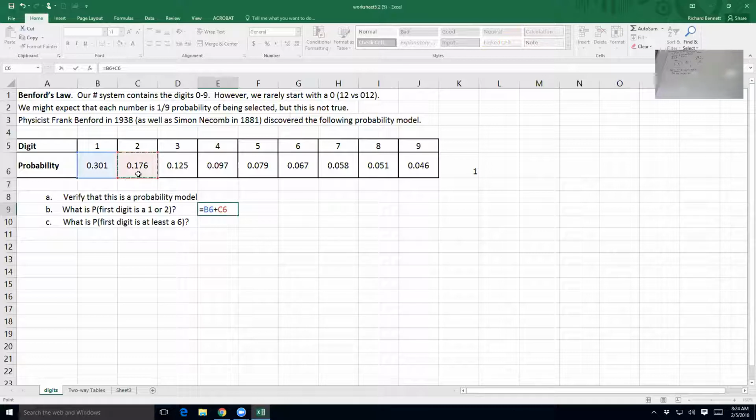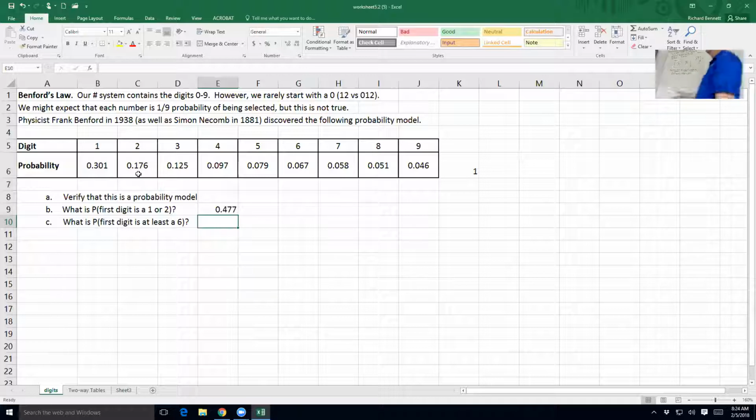This is just a relative frequency distribution table. So I'm going to add those two together. You've got almost a 50% chance, 0.477. Now remember, when we leave these, I don't care if you say that they're percentages, but leave them as decimals. So the probability that the first digit is a 1 or a 2 is 0.477.